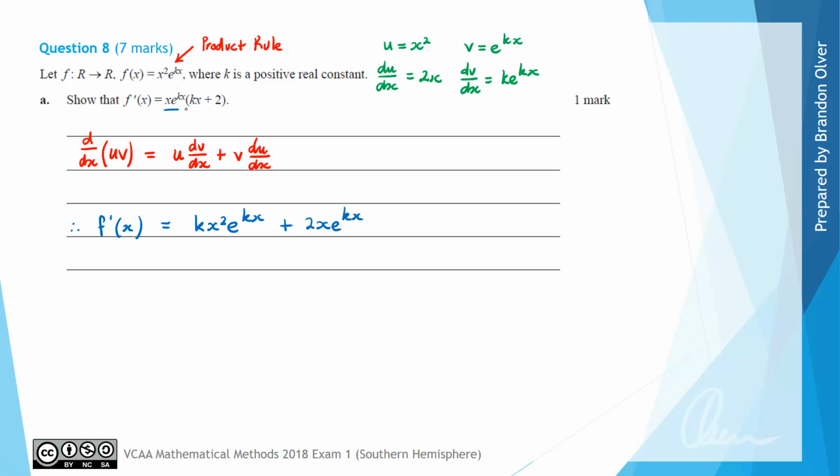Now to get it in the format that we want, we simply need to factorise. The derivative has a common factor of x e to the kx, so we can remove that out the front. For the first term, there's kx that we would need to multiply by to get the expanded form back to where it was, and for the second term, it's simply 2. We can see that this is the correct answer, and what we were asked to show in this question.